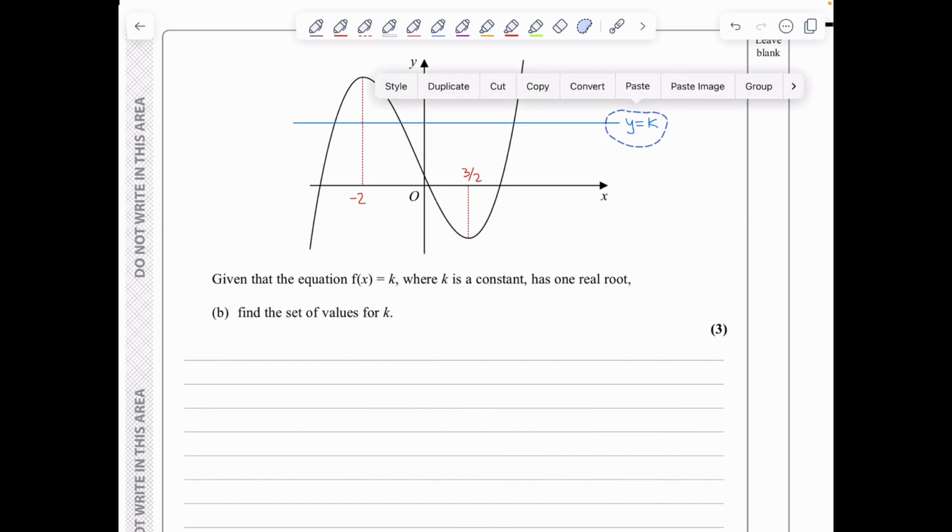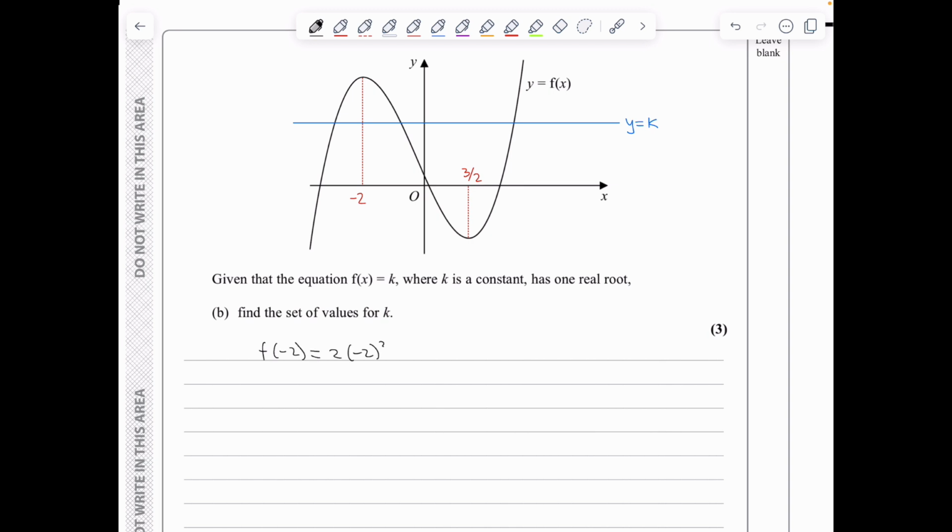So I will start by determining the corresponding y values at x is negative 2 and at x is 3 over 2. So f of minus 2 is equal to 2 times minus 2 to the power of 3 plus 3 over 2 times minus 2 squared minus 18 times negative 2 plus 3, which gives an answer of 29, whereas for 3 over 2 we get f of 3 over 2 is 2 times 3 over 2 to the power of 3 plus 3 over 2 times 3 over 2 to the power of 2 minus 18 times 3 over 2 plus 3, which gives an answer of minus 111 over 8.